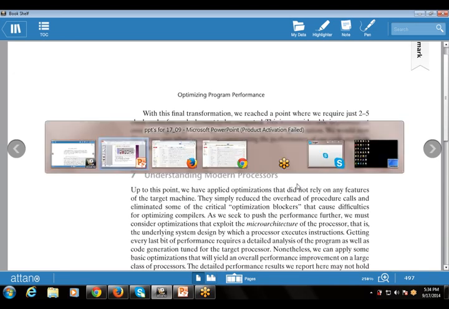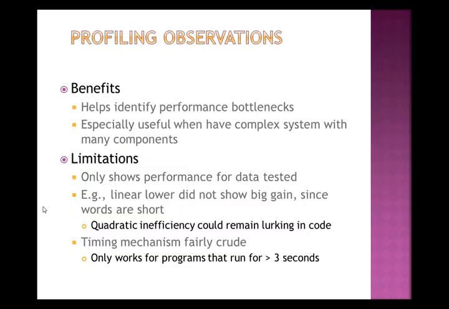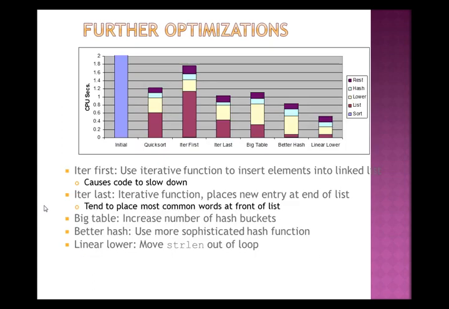Now let's see what is left in the book or PPT. Now, further optimization, that is, how to further optimize the result. Iter first: use an iterative function to insert the element into the linked list. It means every time the function executes, or every time the loop executes, it causes the code to slow down. So whenever we use iteration at the first level, it will slow down the process and the elements of the linked list.